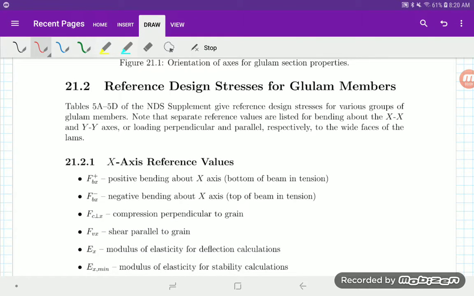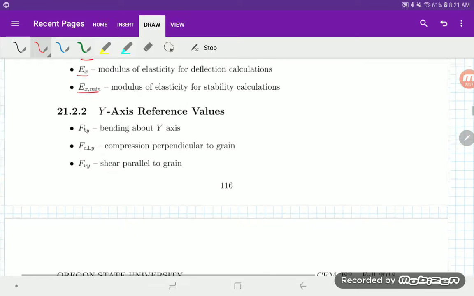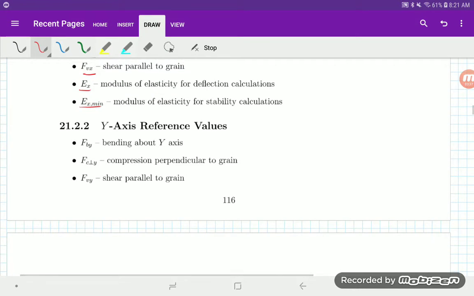We will see different reference values, just like before for sawn lumber. It does happen that for glulams, we may have different positive and negative bending capacities, but then we have compression perpendicular to grain, Fc perp, the shear parallel to grain, and elastic modulus, Ex, Ey. And so Ex is only used when we're doing deflection calculations, and Ex min is what we use for stability calculations.